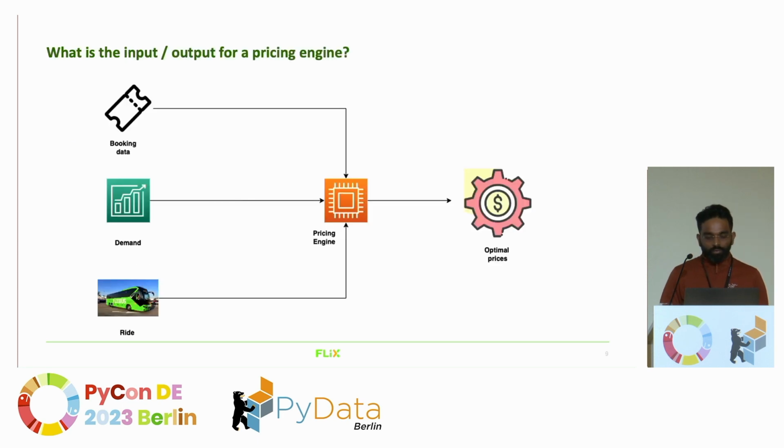Before we come to that point, I want to give you a little background about what a pricing engine can look like. So here there are some inputs. It could be booking data. It could be the forecast about the demand. It could be some data related to the ride itself, like how many seats there are, which city pairs it's going through, and so on. And then there might be some other data which I'm not mentioning here.